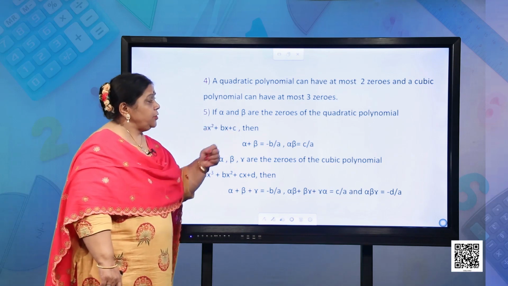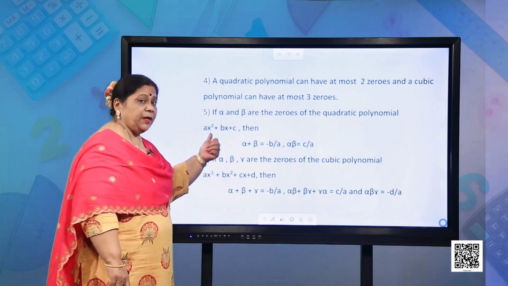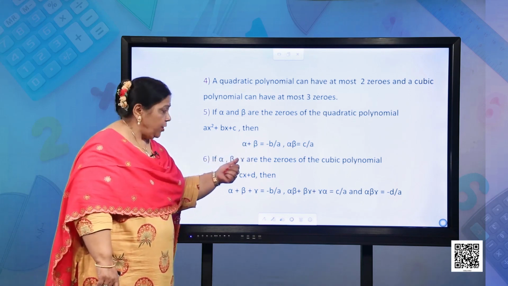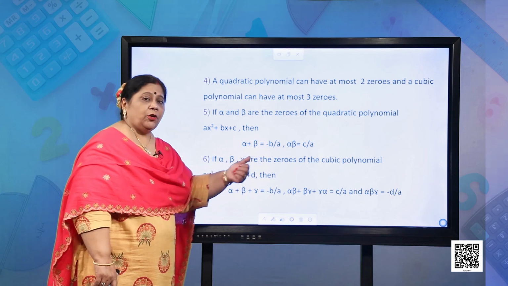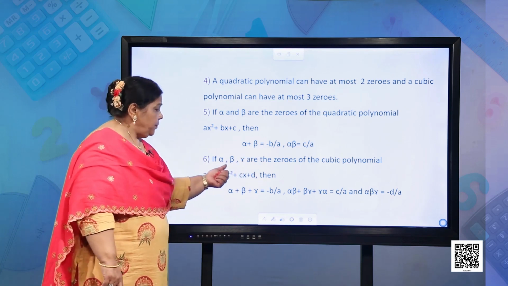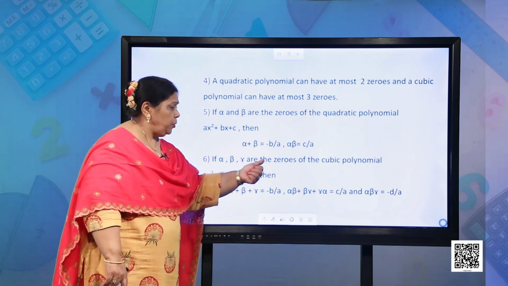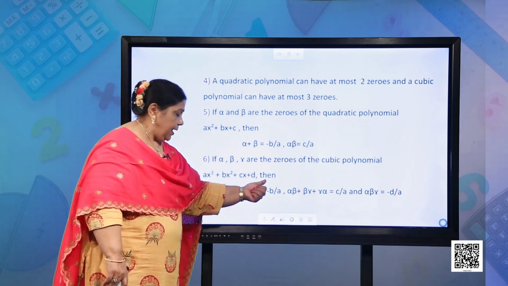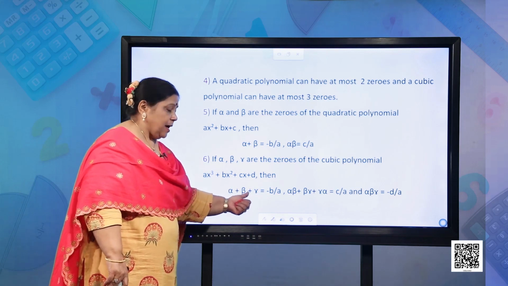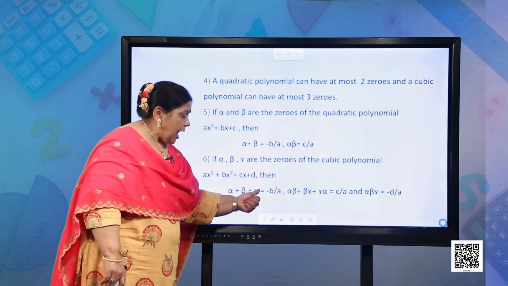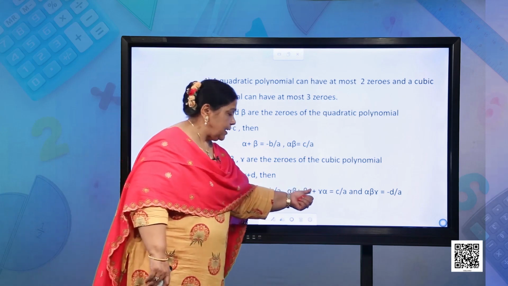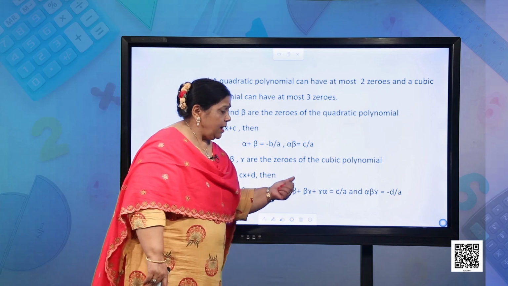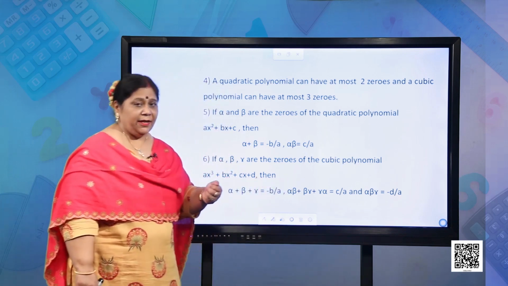If alpha and beta are the zeros of the quadratic polynomial ax square plus bx plus c, then alpha plus beta is equal to minus b upon a and alpha into beta is equal to c upon a. If alpha, beta and gamma are the zeros of the cubic polynomial ax cube plus bx square plus cx plus d, then alpha plus beta plus gamma is equal to minus b upon a, alpha beta plus beta gamma plus gamma alpha is equal to c upon a and alpha beta gamma is equal to minus d upon a.